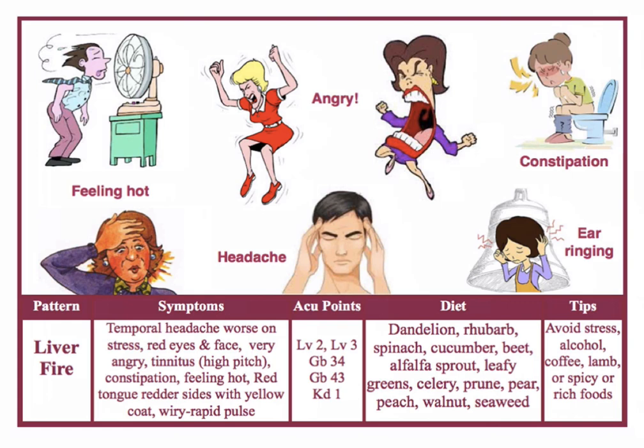So great points for that to bring the fire down would be kidney 1, liver 2, liver 3, gallbladder 34, gallbladder 43. Those are basic points. Of course, we want to be more in depth when we see patients, but just as basic points.